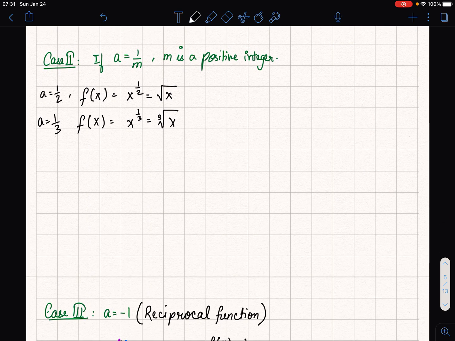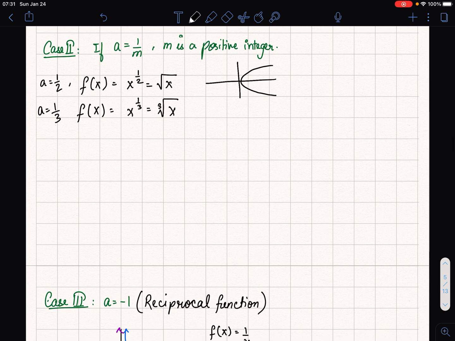Next comes when a is equal to 1 over m, where m is a positive integer. This gives rise to functions like square root functions, like square root of x, cube root of x, fourth root of x, etc. The first function, square root of x, the graph would look something like this. The second function, cube root of x, the graph would look something like this.